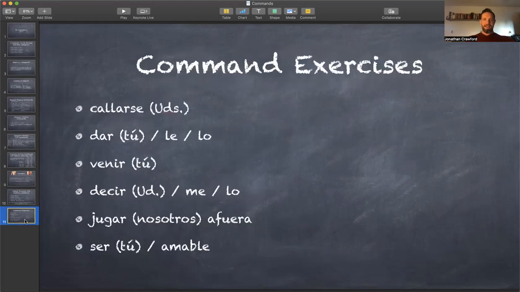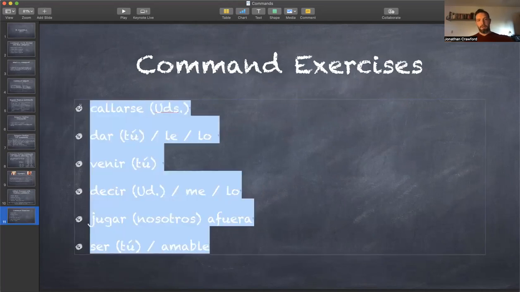And that brings us to the end. Let's go ahead and do these command exercises. And actually, I'll just bring this over to the whiteboard.